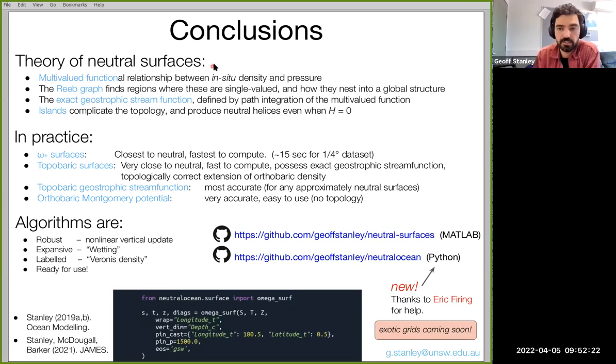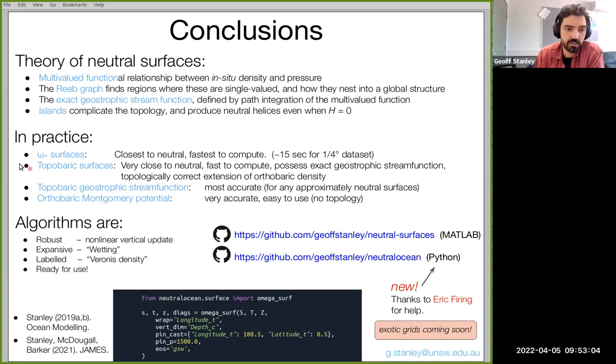In terms of the theory of neutral surfaces, I showed you that this definition, that grad rho and grad p are parallel, gives rise to a multi-valued functional relationship between rho and p. You can use the Reeb graph from topology to find the regions in physical space, along your surface, where that multi-valued relationship is single valued. It also tells you how those regions nest into a larger global structure. I derived an expression for the exact geostrophic stream function on the neutral surface, and we found out that islands do funny things and complicate the topology. So you can get neutral helices even when there's no helicity in the open ocean.